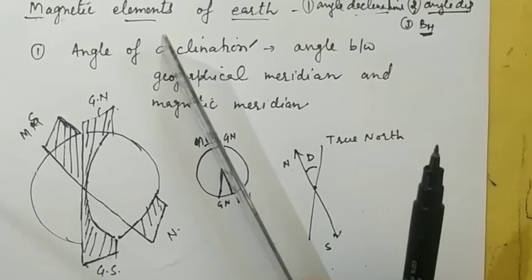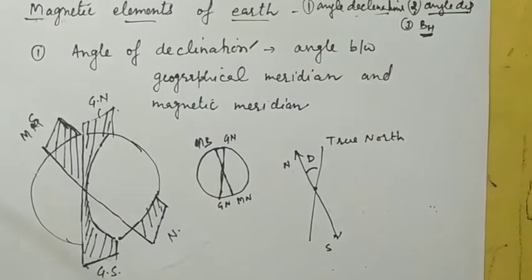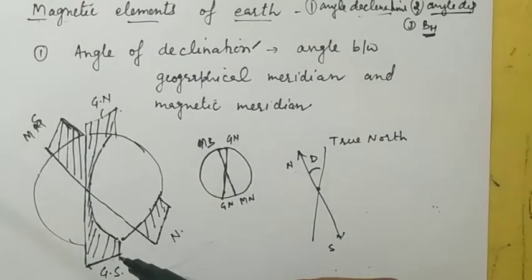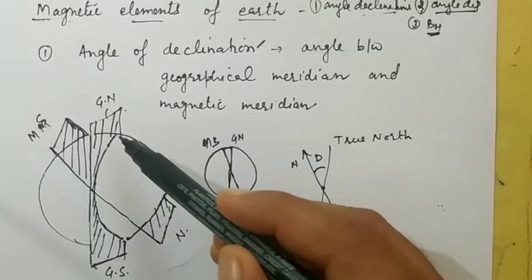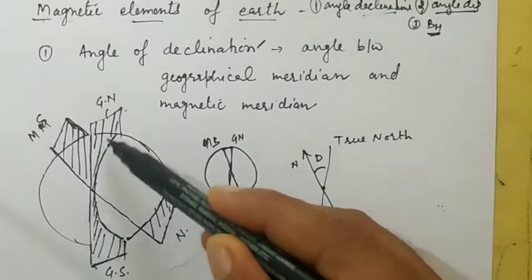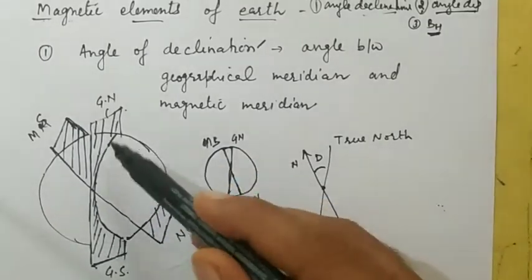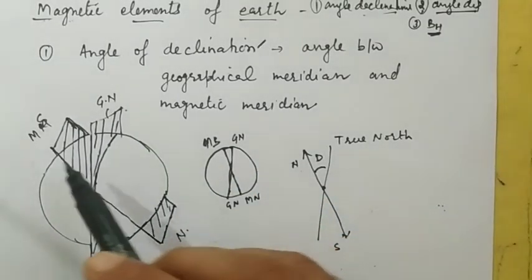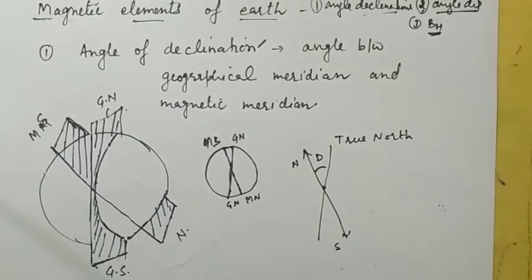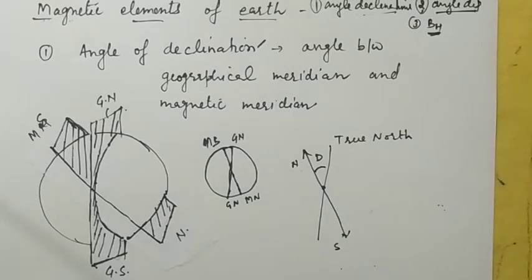a magnetic meridian. As shown here, suppose the geographical north-south pole is along this direction. This plane represents the geographical meridian, and this one is along the magnetic south-north pole, so it is called a magnetic meridian.